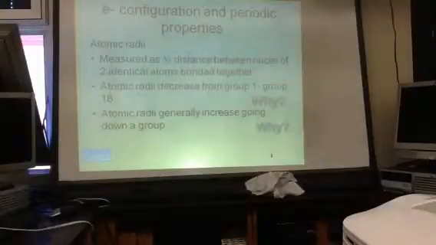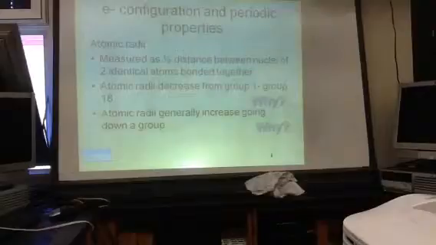The term I want to define is atomic radii. You know what radii is? The plural of radius. You knew that. Okay, so half the distance across a circle. And we define it as half the measured distance between the nuclei of two atoms that are identical atoms that are bonded together. Why would it be important that they're identical?